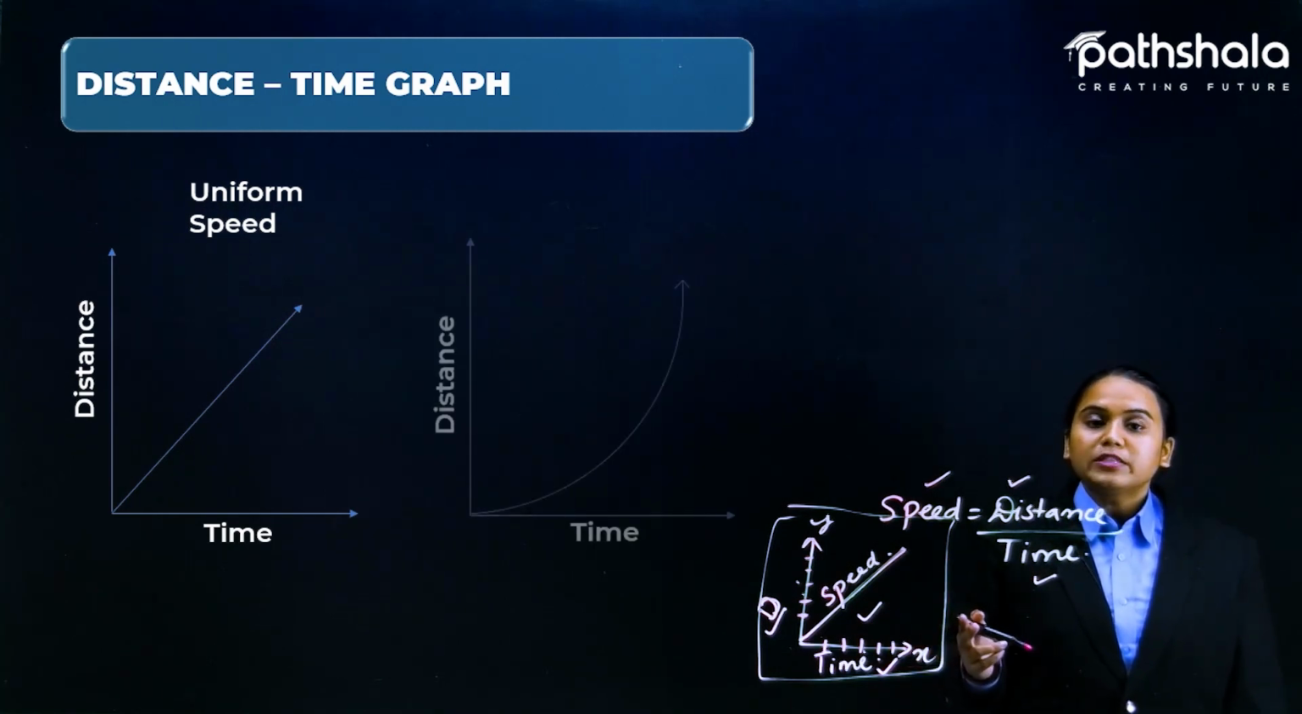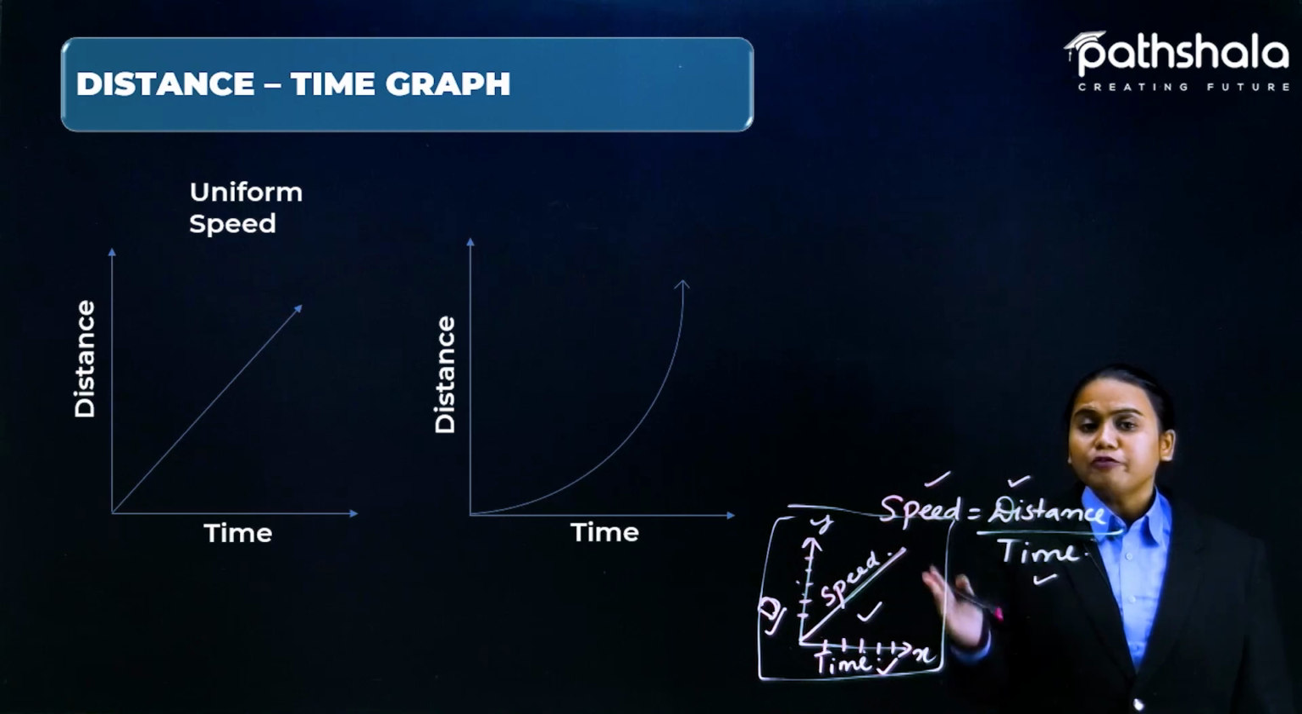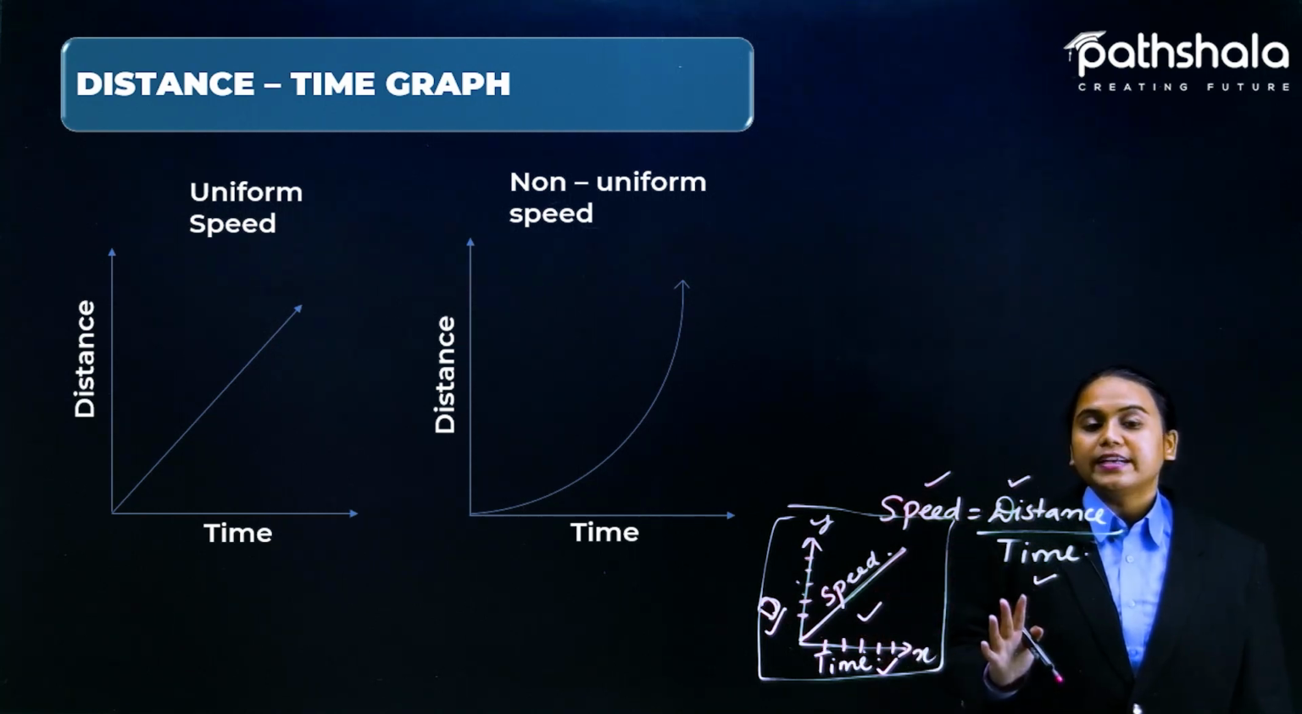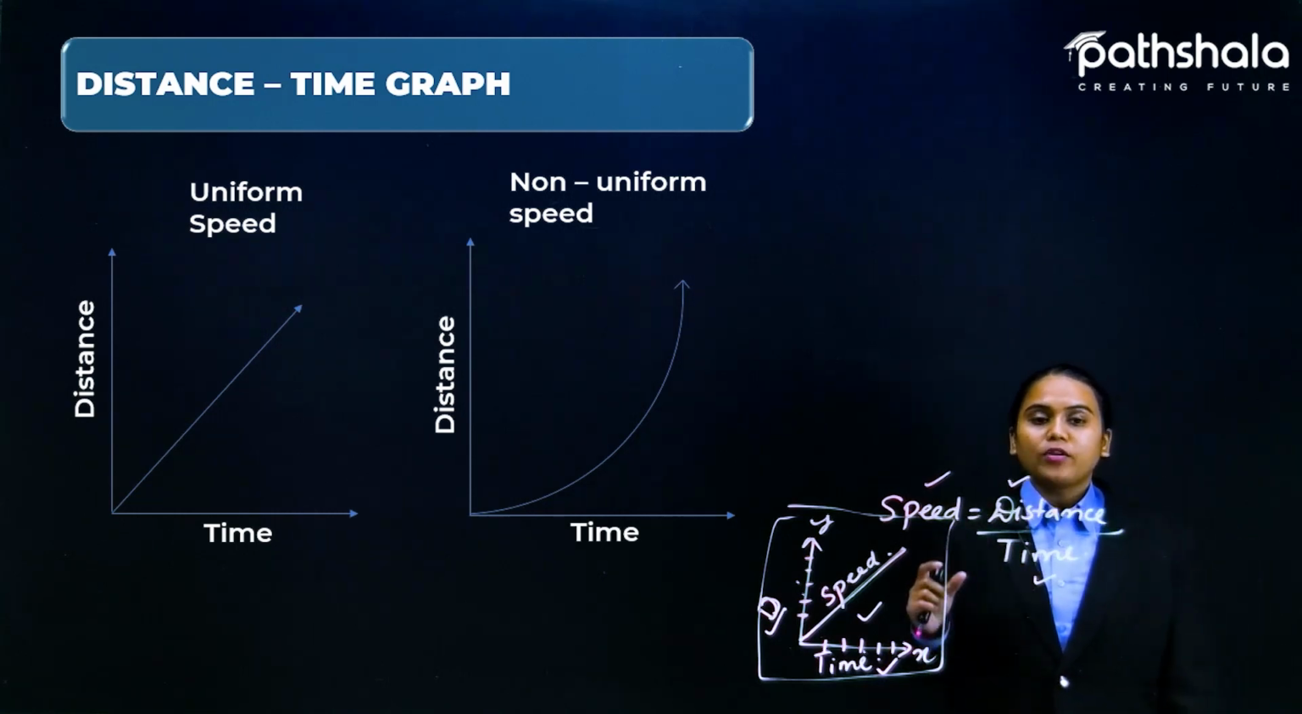And non-uniform speed, what is it? If unequal distances are covered in equal intervals of time, then we can say that it is a non-uniform speed. We have discussed it thoroughly earlier.